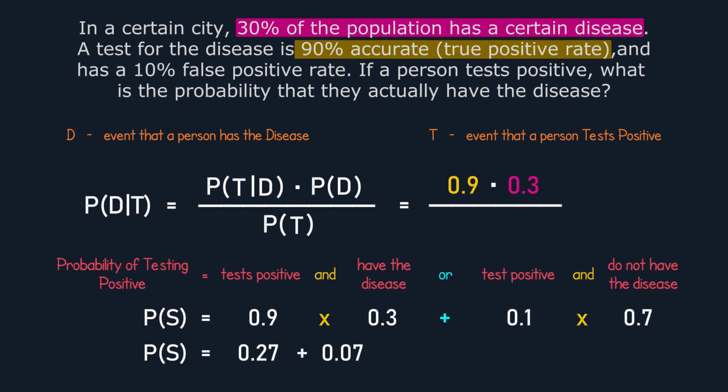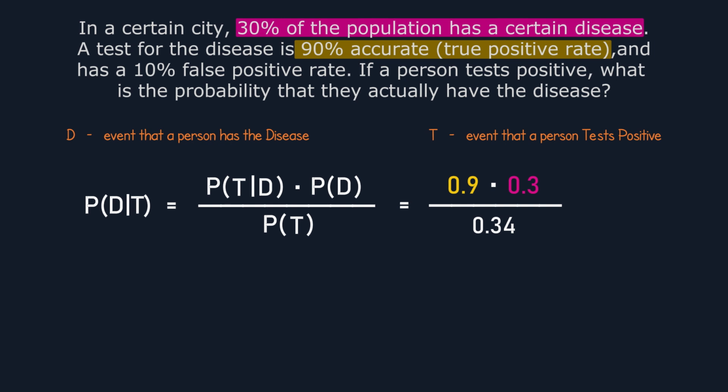Now, adding both probabilities together, 0.27 plus 0.07 gives us 0.34, or 34%. This is the total probability of testing positive. Now, substitute everything into the main formula. We have 0.9 multiplied by 0.3, all over 0.34. This gives us approximately 0.794, or 79.4%. So, if a person tests positive, there's approximately a 79.4% chance that they actually have the disease.